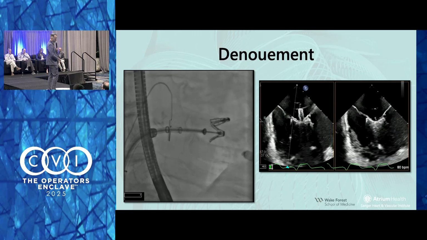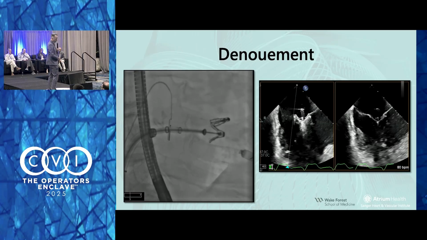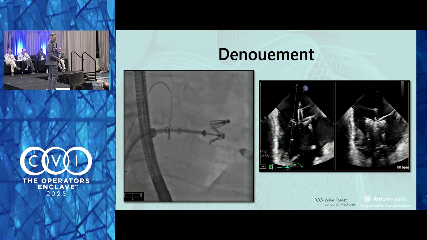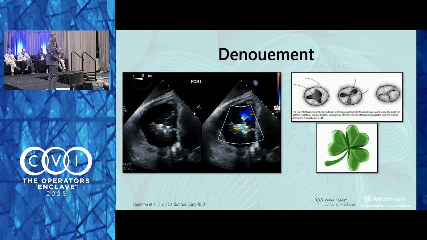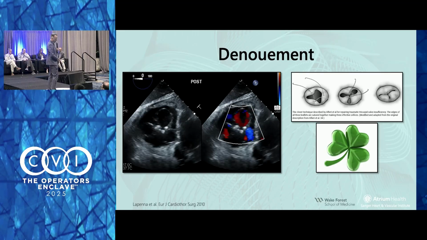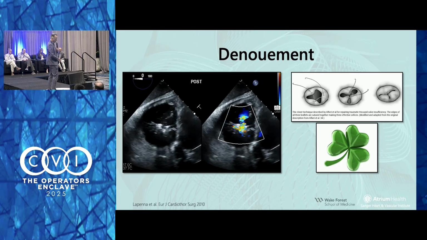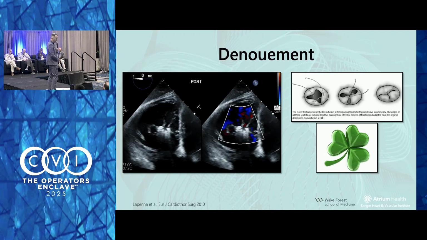So we've got our ICE probe here. You can see we sort of did the candy cane maneuver to get a little bit closer. Really helps with the imaging. You can see some really nice pictures there with the leaflets falling into the grippers. And then we were successful to get an AP clip on. Sort of left with a 3-leaf clover here, and residual TR was in the moderate range.